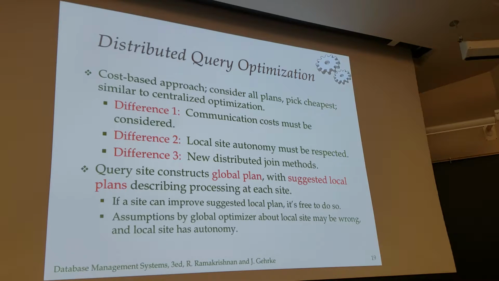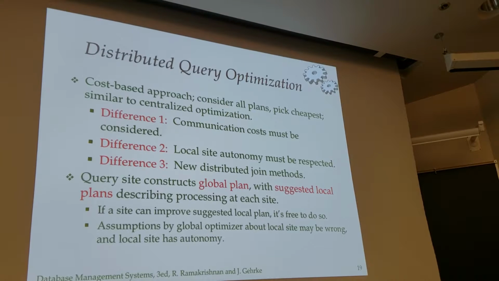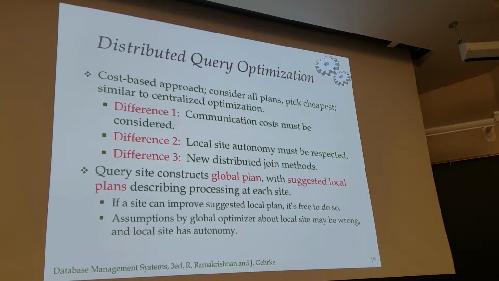So the query site constructs a suggested global plan. It may have suggested local plans that it's thinking about doing, and it may even be able to tell the other sites, especially if it's homogeneous, what it thinks the plan is. And the trouble is that sites may have different statistics. The statistics, remember, we're not going to keep completely up to date locally. And we darn well are not going to be keeping the statistics up to date globally.